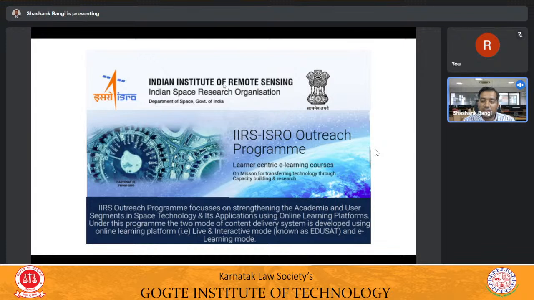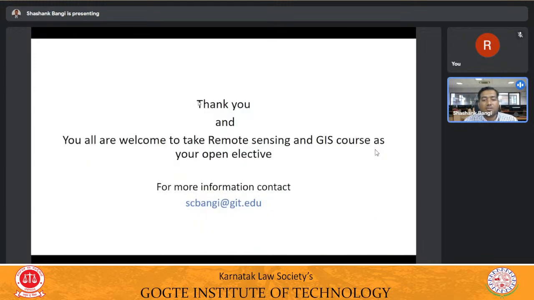Our college is a nodal center for offering this IRS ISRO outreach program, and at free of cost you can enroll for this particular course and make use of it. Most of the programs are very similar to this subject. Once you get into the subject, you can do many courses from the Indian Institute of Remote Sensing. Okay, this is all about the subject.